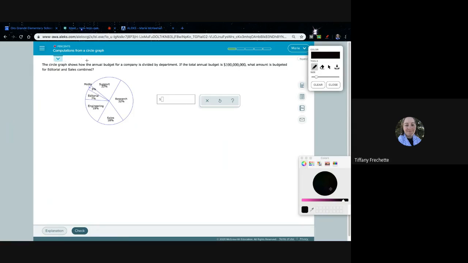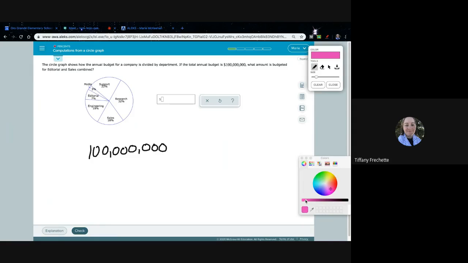The circle graph shows how the annual budget for a company is divided by department. So we're going back to a company. If the total annual budget is $100,000. So we know our total annual budget now is not 100,000, sorry, 100 million. I forgot some of my zeros there. So 100 million. What is budgeted for editorial and sales combined?